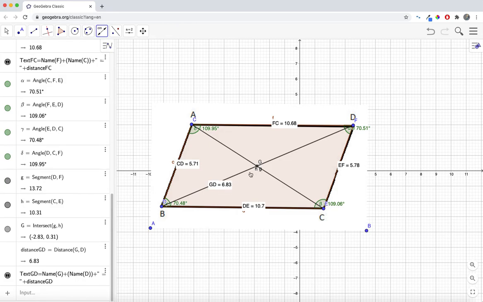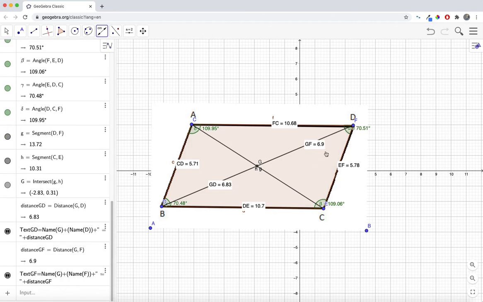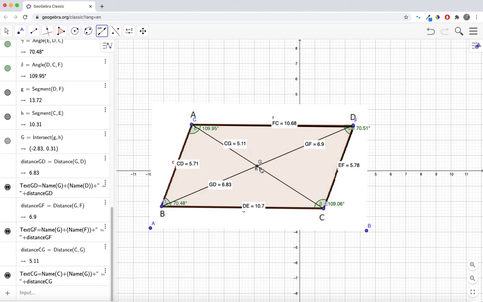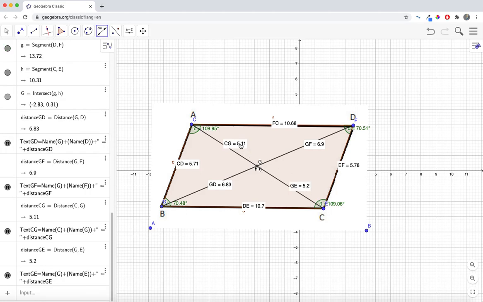Okay, so the distance, this one, is 6.83. And so this one should be about the same. Yeah, so 6.83, 6.9, once again, user error is making that not perfect. Now if we go from here to here, it's about 5. If we go from here to here, we would expect about the same. So 5.11, 5.2, those are pretty close. And so these diagonals do bisect each other, because that means this piece and this piece are the same, and then this piece and this piece are the same.